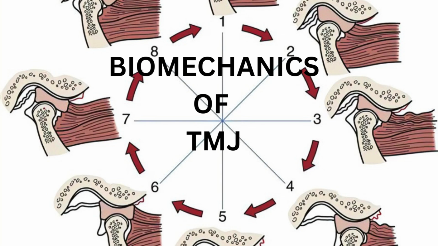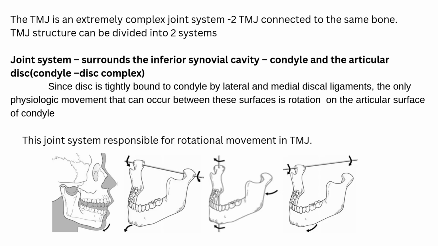Everyone, today we will be talking about biomechanics of temporomandibular joint. The mandibular joint is an extremely complex joint because the condyles are bilaterally attached to the cranium through the mandibular fossa, correct? And movement-wise this structure can be divided into two systems.